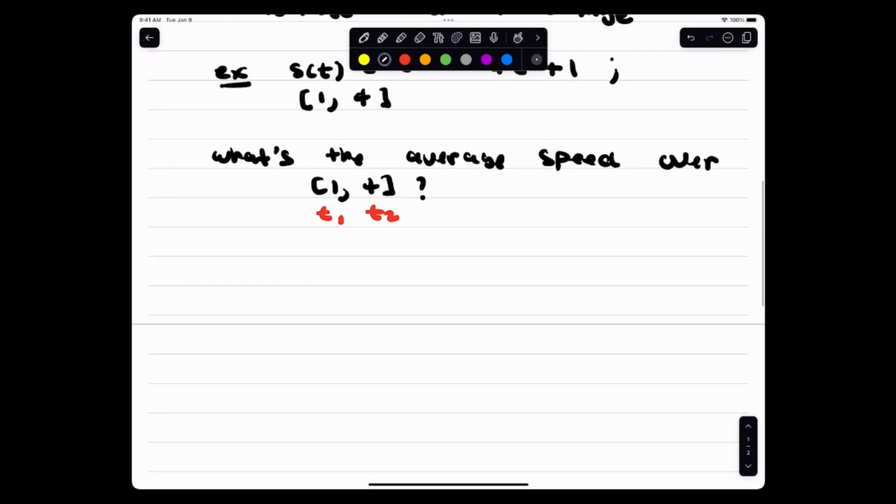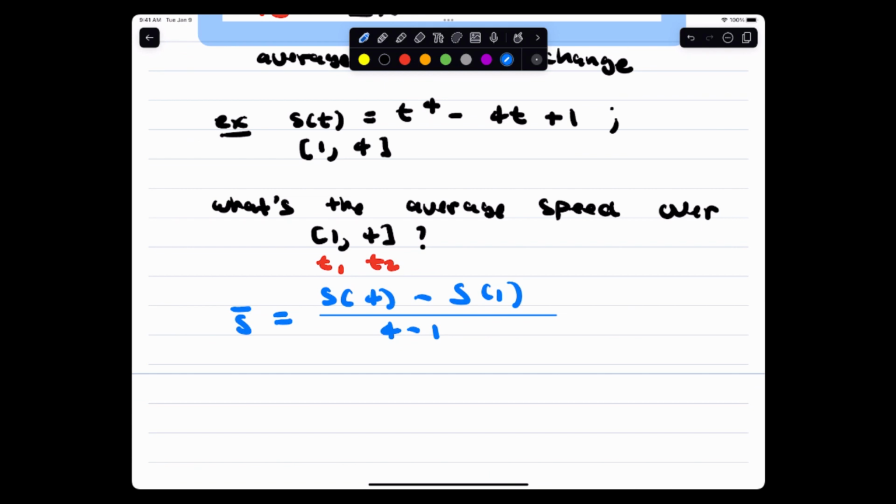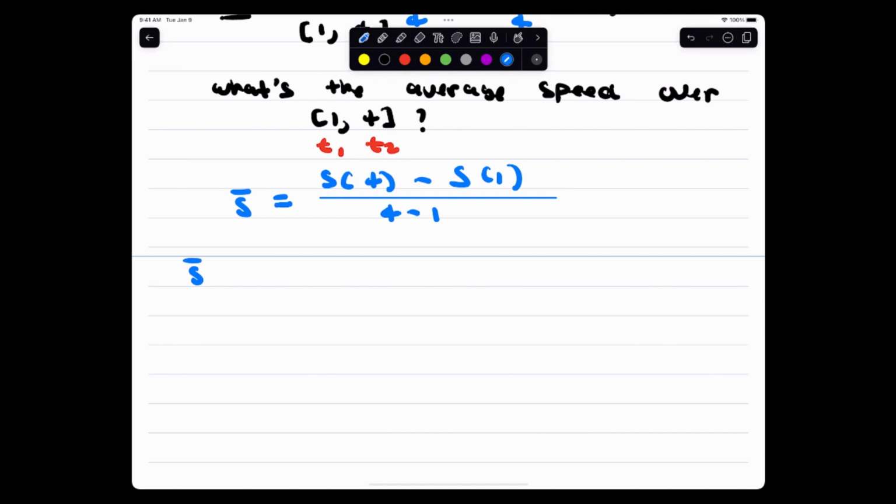So how does that look then? Here's the average speed. S is going to be S of 4 minus S of 1 over 4 minus 1. You might say, well, how do I get S of 4? Well, plug in the value of 4 here. And here's what you're going to end up with.